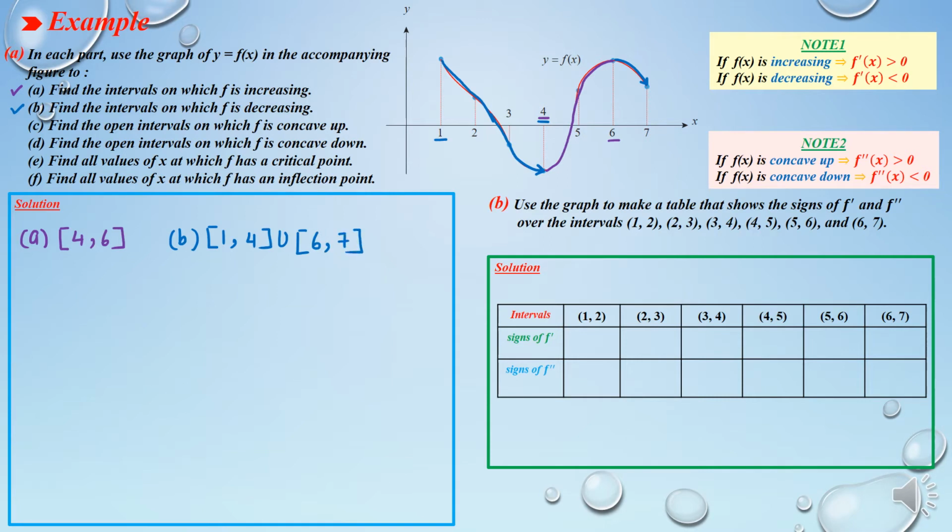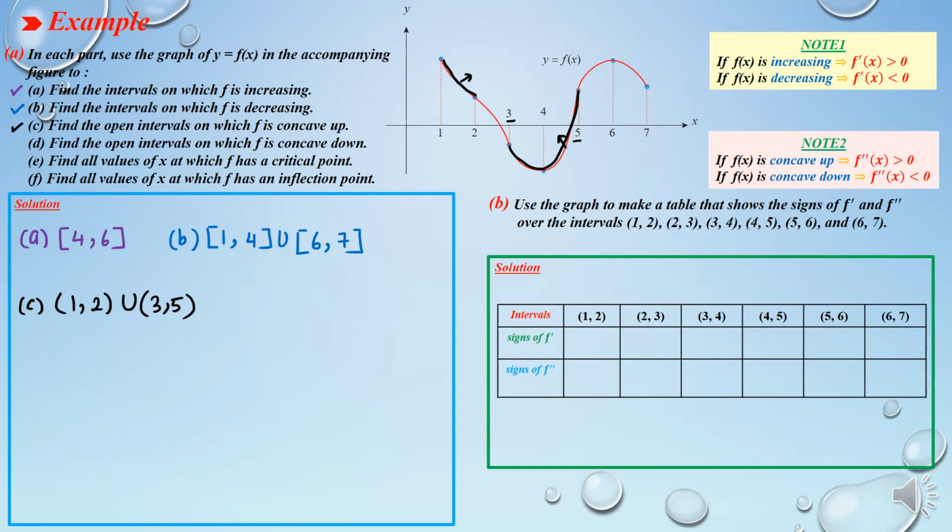In part C you have to find where the function f is concave up. Now you can see this portion is concave up, this portion is concave up also. So we have 2 intervals. The first interval is from 1 to 2 and the second one from 3 to 5. So these are the intervals at which the function is concave up.